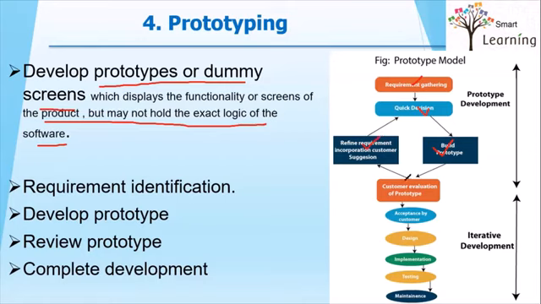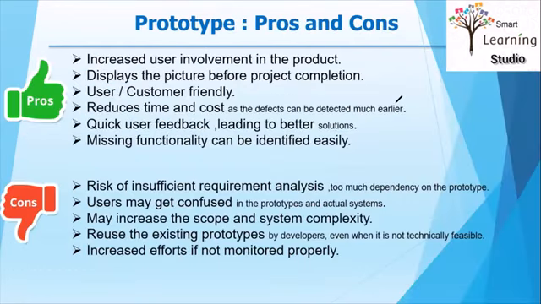So this cycle continues. After that, customer evaluation of the prototype is completed, acceptance is taken by the customer, then design and other phases are there and you deploy the project. So this is one of the good ways which is now being entertained. It has different phases: requirement identification, develop prototype, review prototype, and then complete the development. Let us discuss the pros and cons of the prototype method.